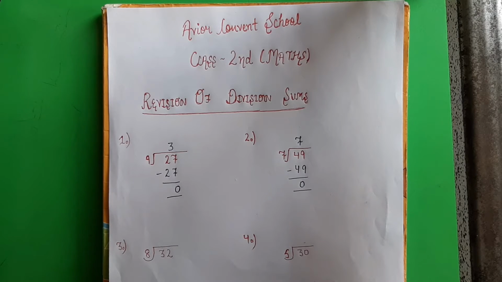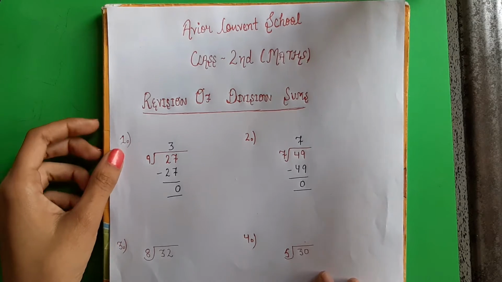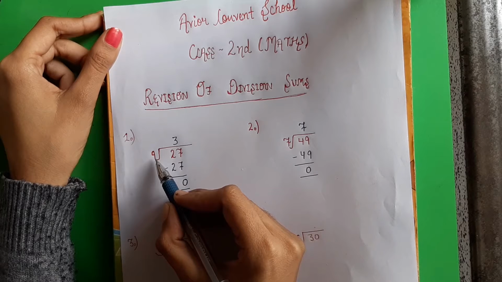So dear students, today we will revise division sums. Our first sum is this one. We will have to divide 27 by 9. Means we will have to read the table of 9.